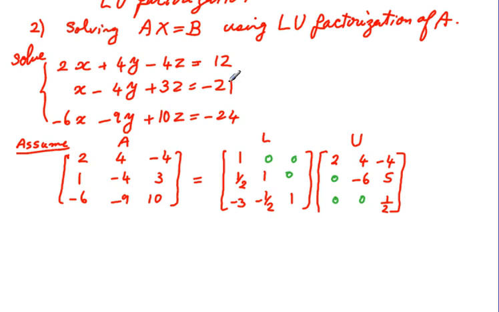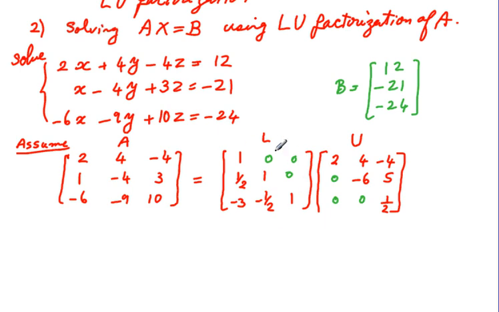So we want to solve a system. This is really an AX equal to B. This is my A. The book says, okay, I'm going to help you by giving the LU factorization. So who is the B? Well, B is our right hand side. B is 12, minus 21, minus 24.